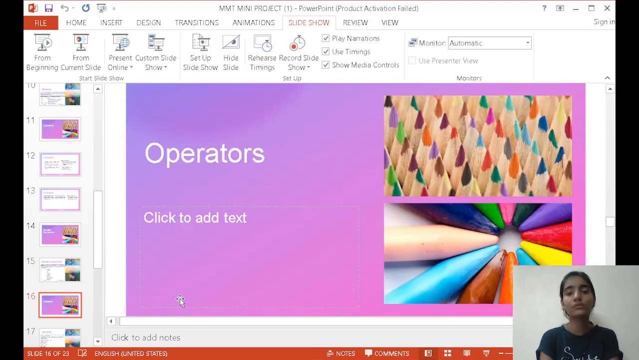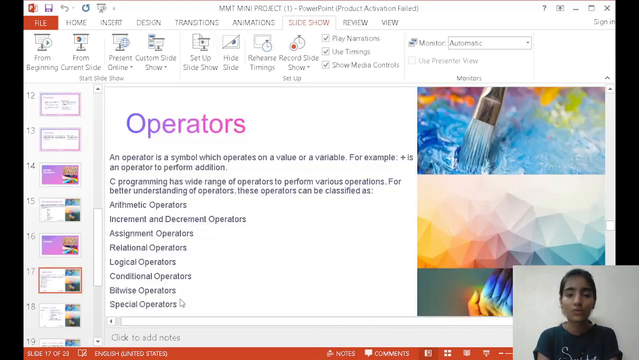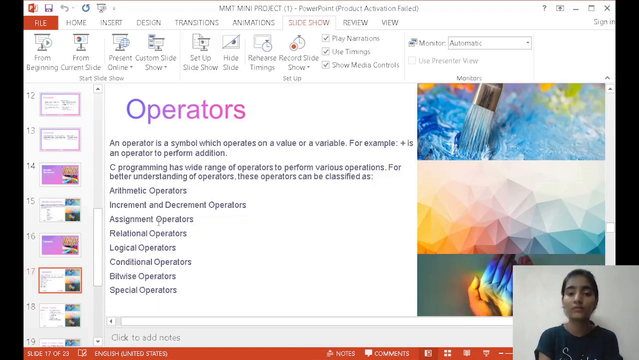Now we will move to the operator. So an operator is a symbol which operates on a value or a variable. For example, plus is an operator to perform addition. Like there are 8 operators in C programming. We will see each one by one.